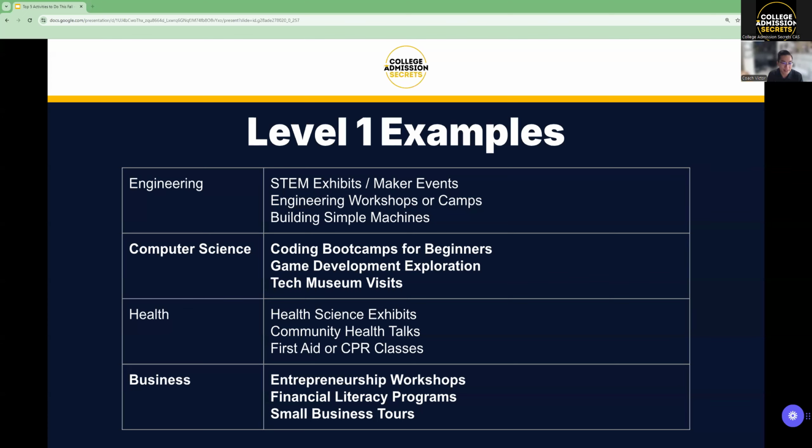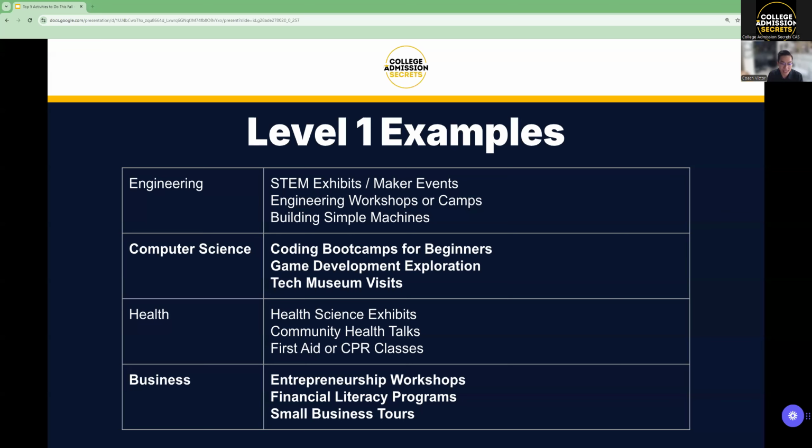Next is computer science: coding boot camps for beginners, game development exploration, and tech museum visits. Any of these are good examples of ways to just get the students to be like, hey, I might actually find this interesting. And if they find it boring, then great, that's good information. If they don't like any of the things that you're exposing to them at this level, then that's a great sign that that's not what they should major in, because you don't want them to major in something they don't like.